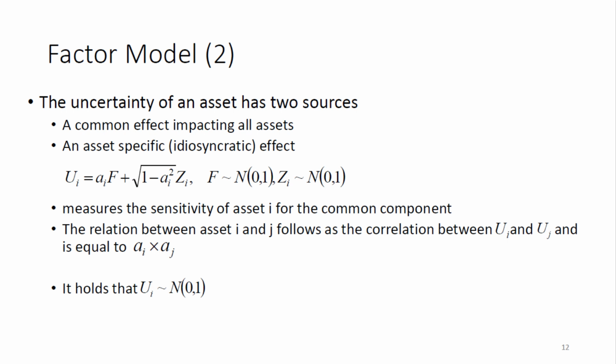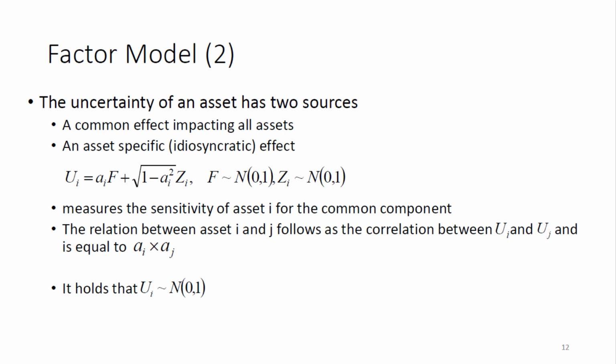And the second element there is the ZI, which is the idiosyncratic effect. There is a subscript I because it's specific to asset I only, and it has no effect on any other assets. So it's the idiosyncratic component, and the weight we put in front of it is the square root of 1 minus AI squared. The reason we take this specific weight is that if you take the squares of both weights, they exactly add up to 1. That's a nice property to make the calculations convenient.